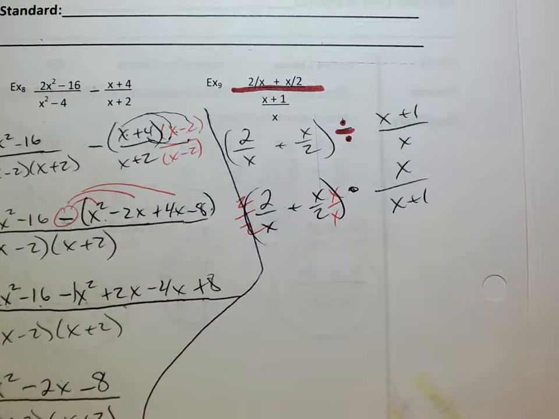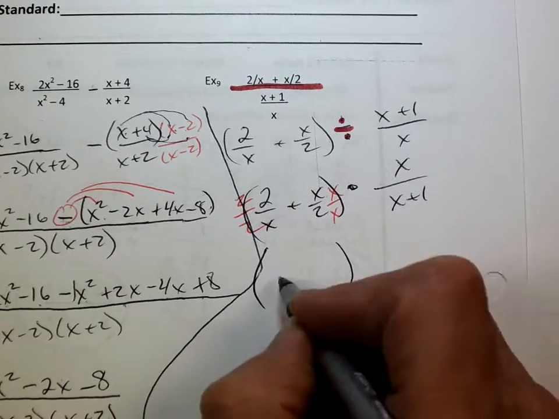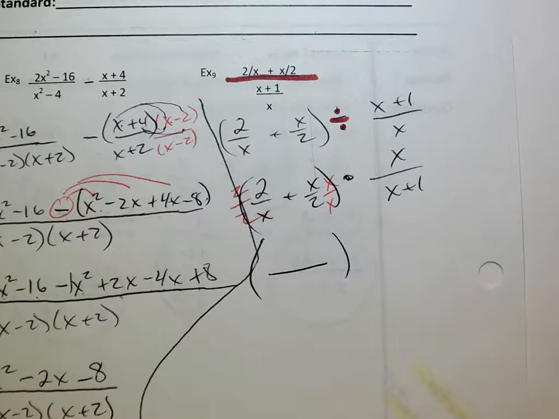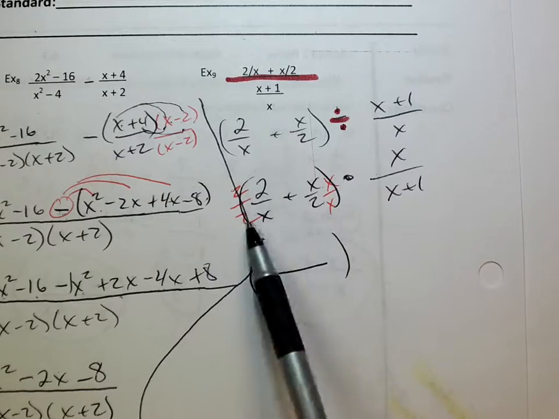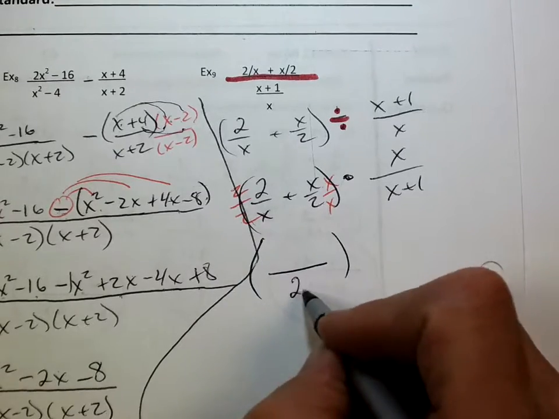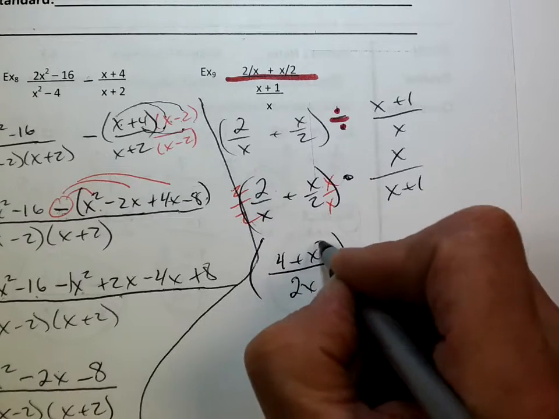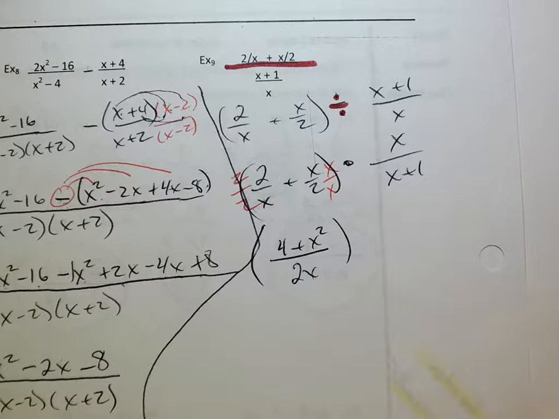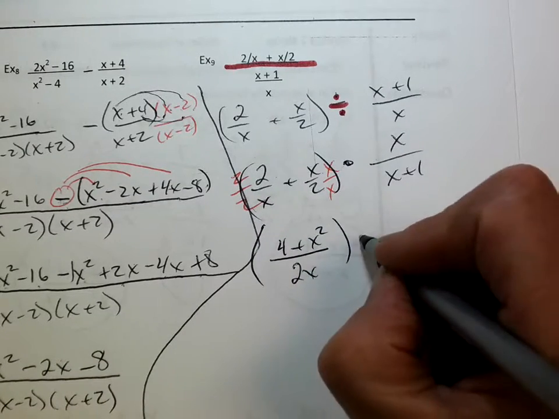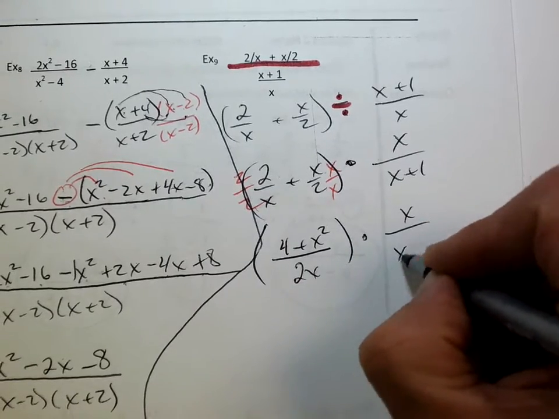Let's rewrite this fraction, okay? So, it has a common denominator. What is the denominator? What's the common denominator? 2x. Let's put that down. And on top, I'd have a 4 plus an x squared, okay? Times x over x plus 1.